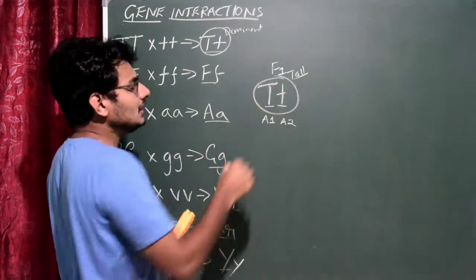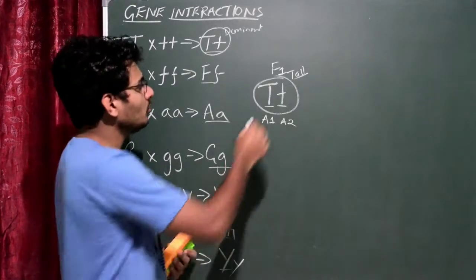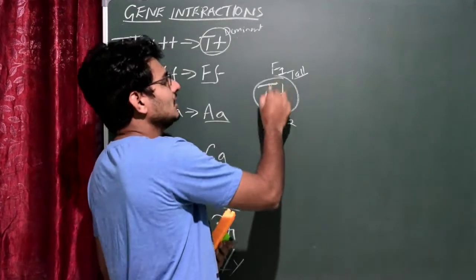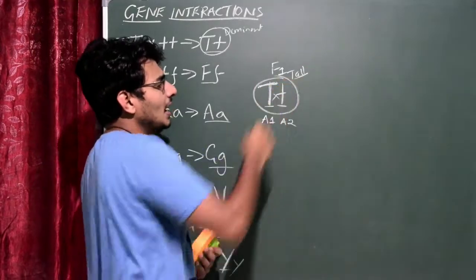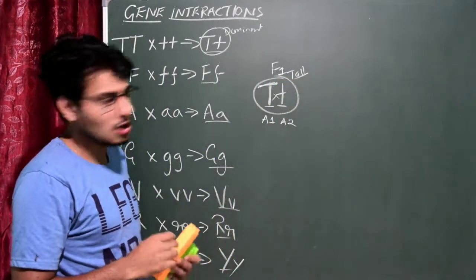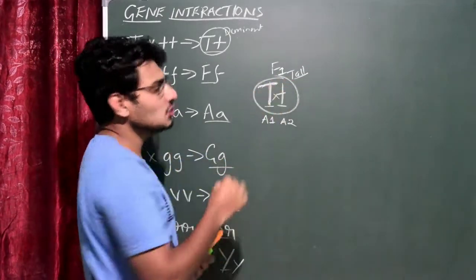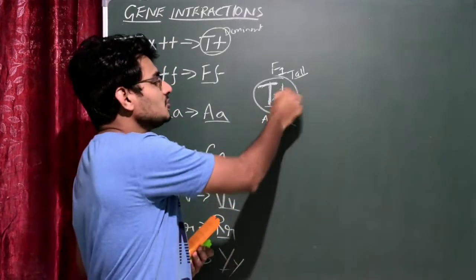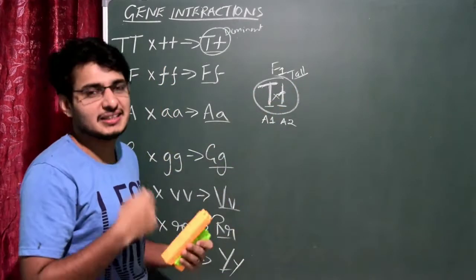Capital T is the dominant gene and will suppress the small t, and as a result the capital T will express and small t gets suppressed. Because here capital T is stronger compared to small t, correct? Or maybe small t is weaker compared to capital T, either way.